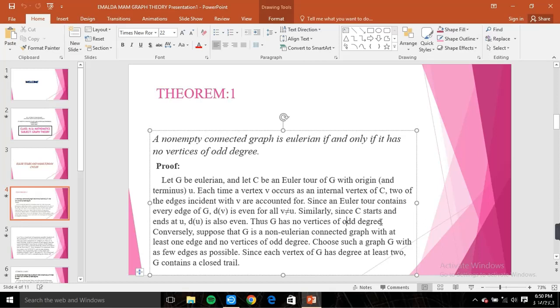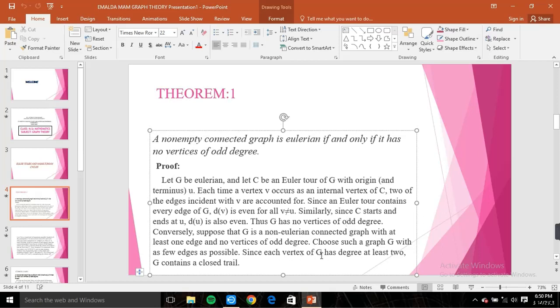Next we will move to case 2. In case 2 we assume that G has no vertices of odd degree and we must prove that G is Eulerian. For the converse part, suppose G is a non-Eulerian graph. We shall prove this theorem by contradiction, assuming that G is non-Eulerian. So I assume G is a non-Eulerian connected graph with at least one edge and no vertices of odd degree. Therefore, choose such a graph G with as few edges as possible.